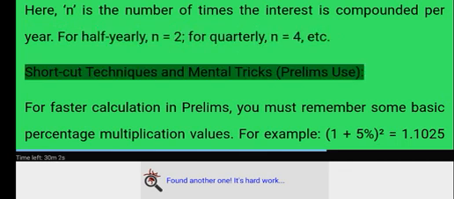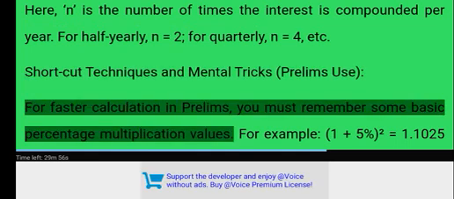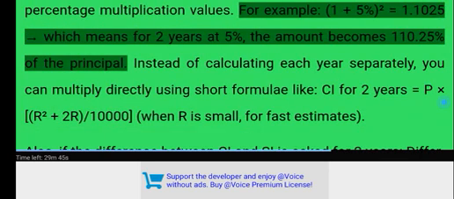Shortcut techniques and mental tricks prelims use. For faster calculation in prelims, you must remember some basic percentage multiplication values. For example, (1 plus 5%) squared equals 1.1025, which means for 2 years at 5%, the amount becomes 110.25% of the principal.